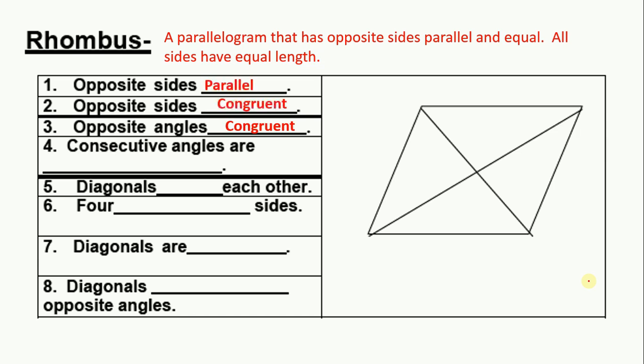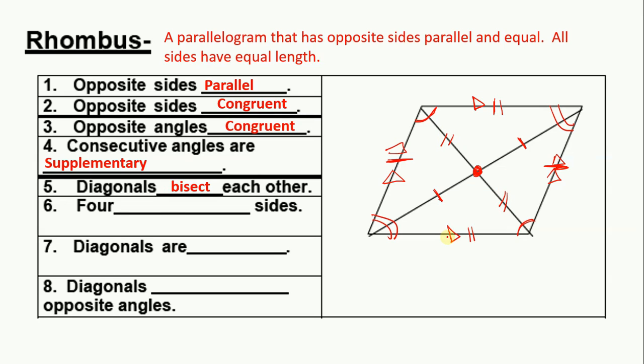Some other stuff: we still know opposite sides are parallel, so this side is parallel to that side, this side is parallel to that side. Opposite sides are congruent. This side is congruent to that side. This side's congruent to that side. And I know opposite angles are congruent. So I still know that guy and that guy are congruent, and this guy and this guy are congruent. Consecutive angles are still supplementary, no difference there. Diagonals bisect each other, so just like in a parallelogram, this side was congruent to that side, so the little pieces in the middle, and then this piece was congruent to that piece.